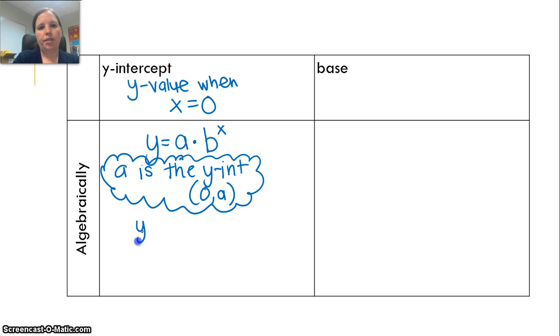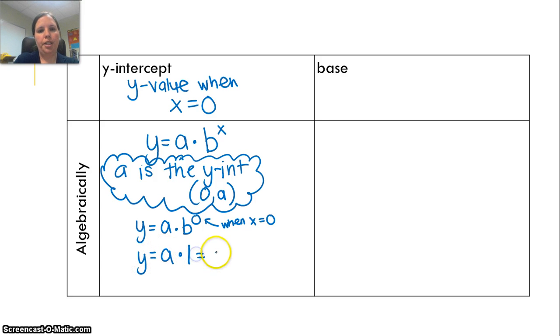Well, again, let's think of our definition. If we take our general form here and we plug in x equals 0, remember our definition said when x equals 0, anything to the 0 power, so the 0 applies just to the b here, anything to the 0 power is 1, so it's a times 1, so it's just a. So there's your y-intercept. That's why the a value is the y-intercept when it's in that general form.